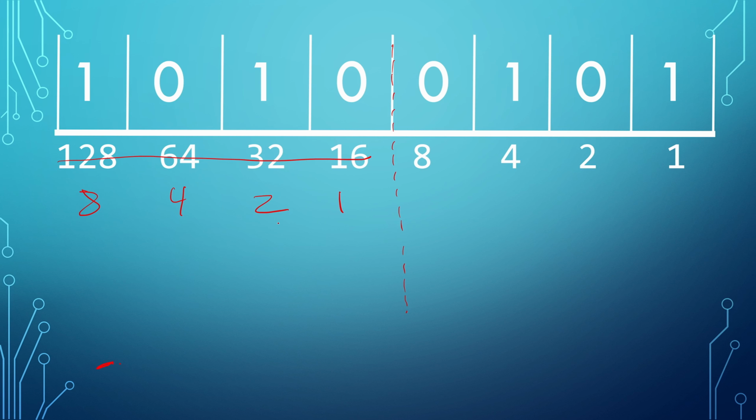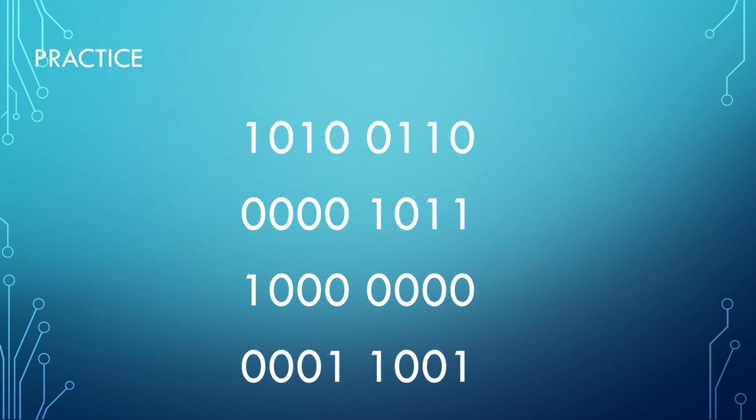Well, what's 8 plus 2? 10. What's 4 plus 1? That's going to be 5. So we know from our chart that this is A and this is 5, so the answer is 0xA5. That's it. So let's try some of these out and we'll get a better understanding of it. I'm going to have you give it a shot yourself though and see what you can do.